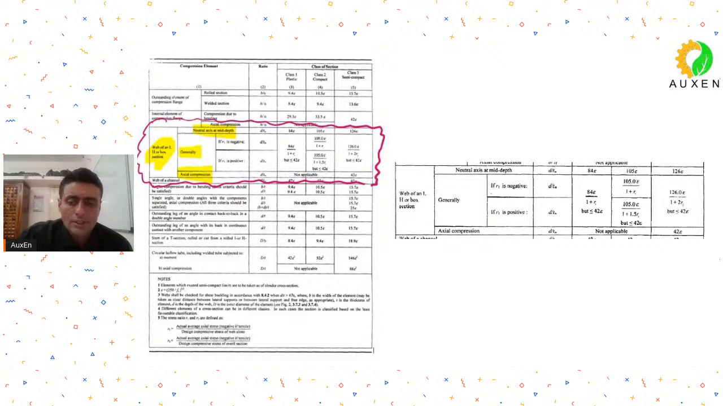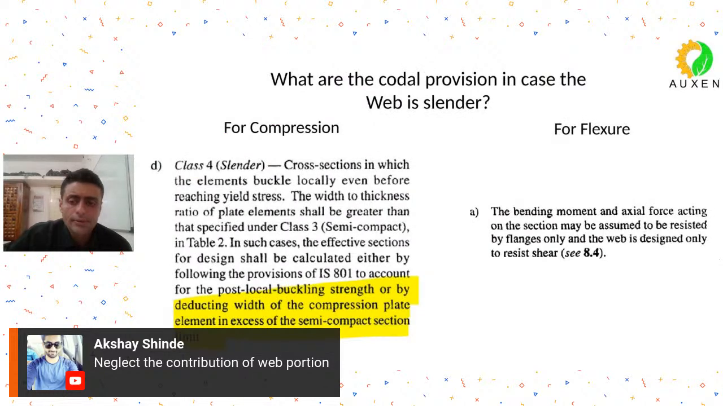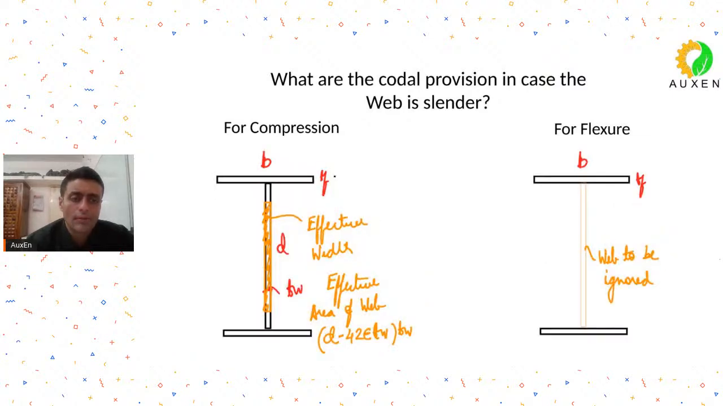So what does our code tell us? So as Akshay is saying, we neglect the contribution of web in the flexure calculations, and for compression, we take the effective width. So I have highlighted the two relevant clauses for flexure on the right and for compression on your left. So I have highlighted the compression part, that you have to deduct the width that is over and above the semi-compact region. Okay, that is for compression, and for flexure you have to disregard the web, so the web has to be ignored.